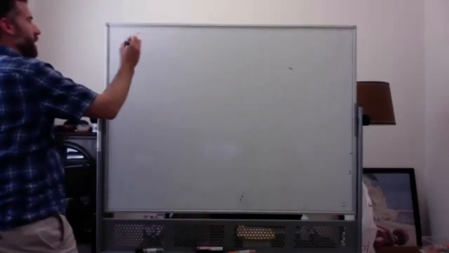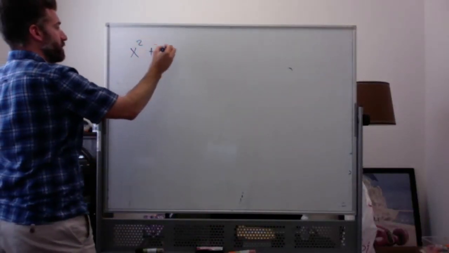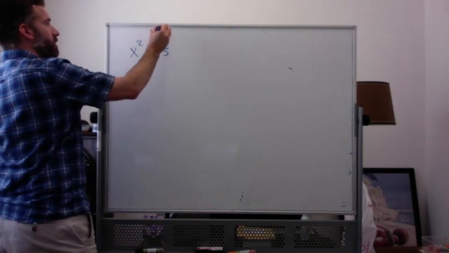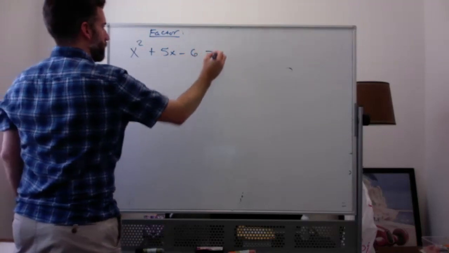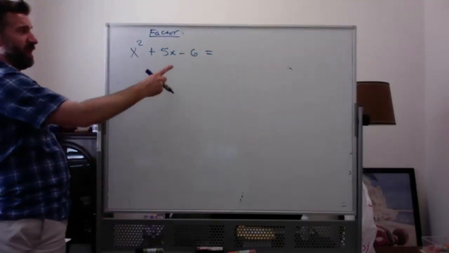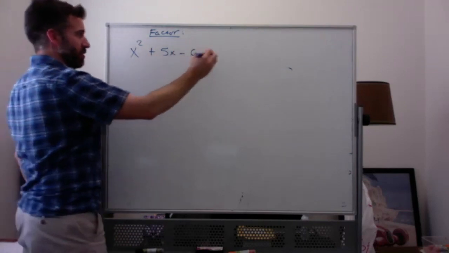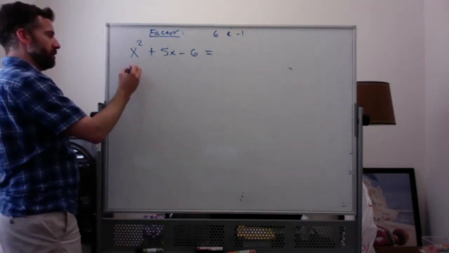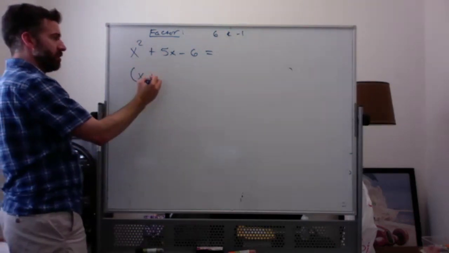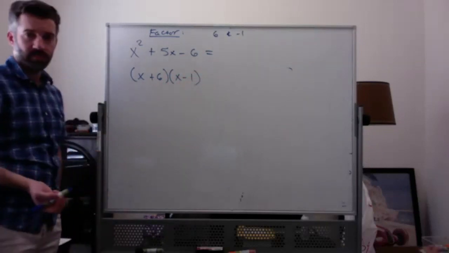So now I'm going to have x squared plus 5x minus 6. Again, we're still just factoring. So now I'm looking for numbers that multiply to negative 6 and add up to positive 5. Those numbers, I'm thinking, are 6 and negative 1. So I'm going to have this factor as x plus 6 times x minus 1.